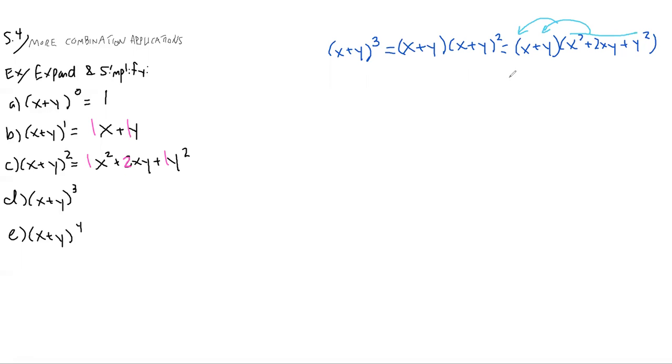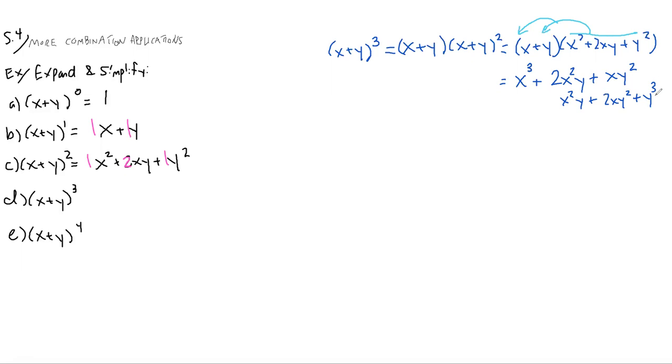And I'm going to write it in a particular way, but what we'll get is x cubed. So x times x squared plus x times 2xy plus x times y squared. And then what I'm going to do is do the y across all the terms. So the first one will be x squared y and 2xy squared. And the y squared times y will be y cubed.